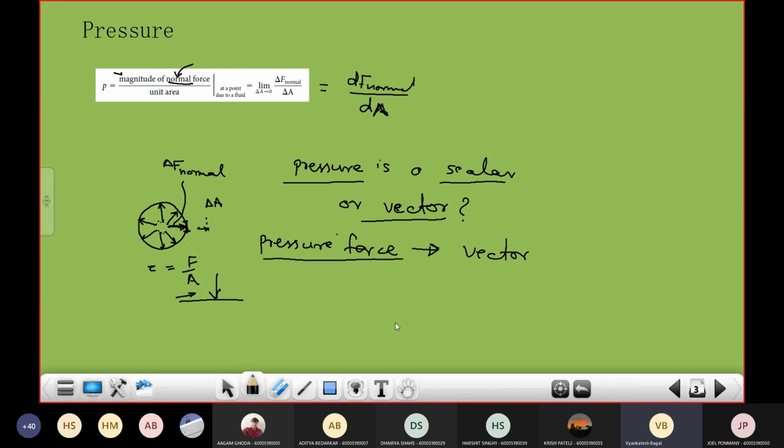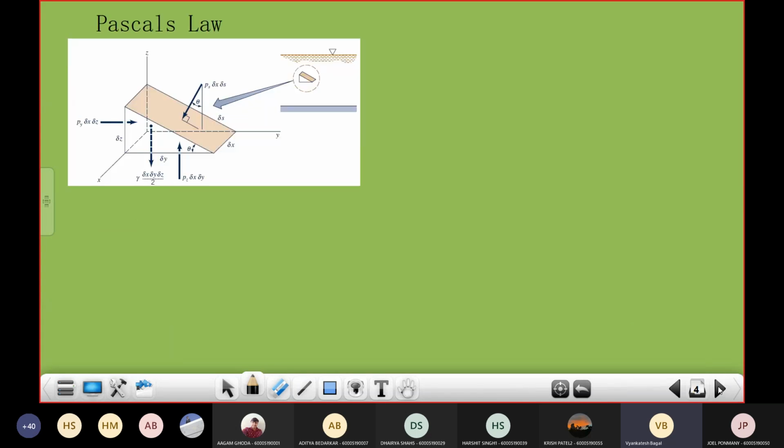Yes, sir. Okay, fine. Now, moving further, first of all, we'll derive Pascal's law, and then we'll talk about the hydrostatic equation. Now, what is Pascal's law? Any idea? Pascal's law. Have you studied it before? Pascal's law, statement at least.